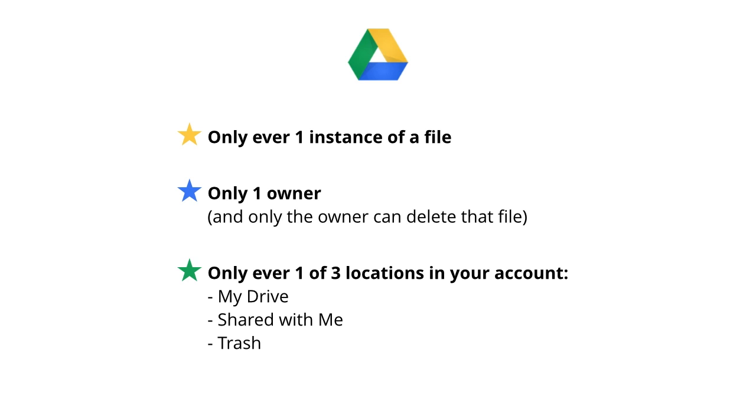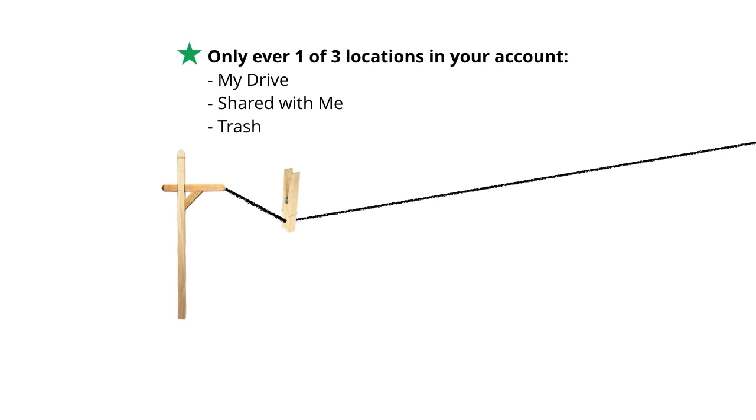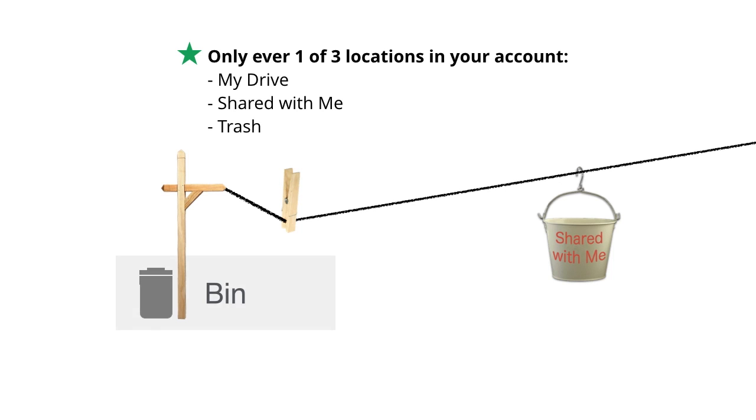The third thing to remember is that there is only ever one of three locations in your account where a file can live. That's either going to be My Drive, and I want you to imagine My Drive as a clothesline with pegs on it which you would peg file types to. The other space is Shared with Me, which is like a bucket. Inside that bucket would be files and folders which have been shared with you from other users. And then there's the bin or the trash can. Inside this is where you place all of the files and folders which have been deleted, and they'll stay there until you empty the trash.